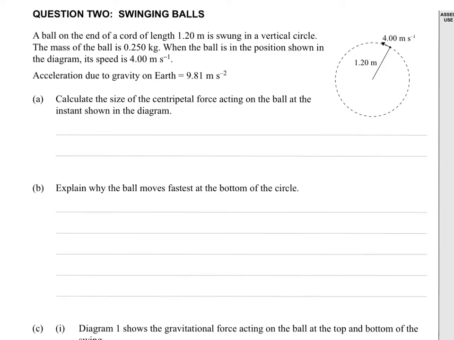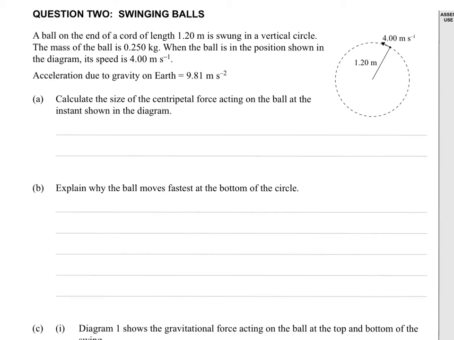2013 Mechanics Paper Level 3, Question 2. We've got swinging balls around in a circle, vertical circular motion. A ball on the end of a cord of length 1.20 metres is swung in a vertical circle. The mass of the ball is 0.250 kilograms. The ball is in the position shown in the diagram. Its speed is 4.00 metres per second.